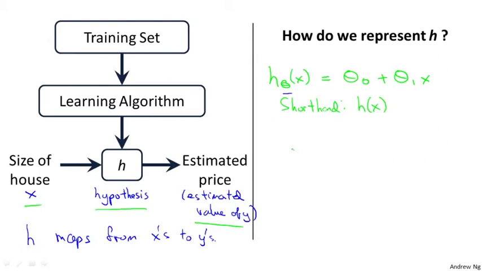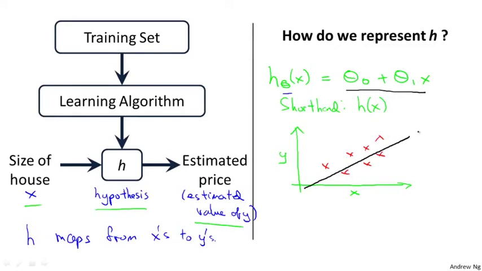And plotting this in pictures, all this means is that we are going to predict that y is a linear function of x. So that's a data set, and what this function is doing is it's predicting that y is some straight line function of x. That's h of x equals theta 0 plus theta 1 x.